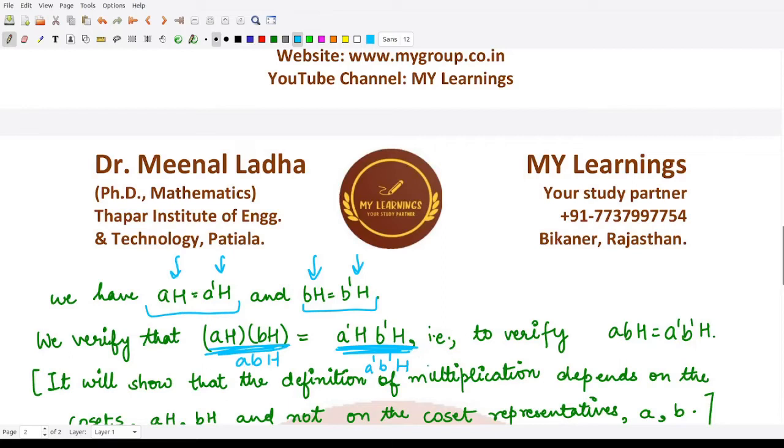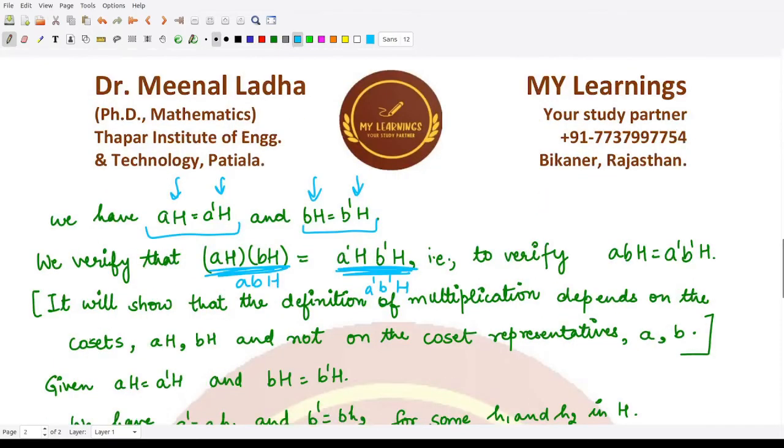So we will prove that the definition of multiplication here depends on the cosets aH and bH and not on the coset representatives a and b. We will prove that abH is equal to a'b'H. How can we do that? By proving this, we will be proving that the given function is well defined.